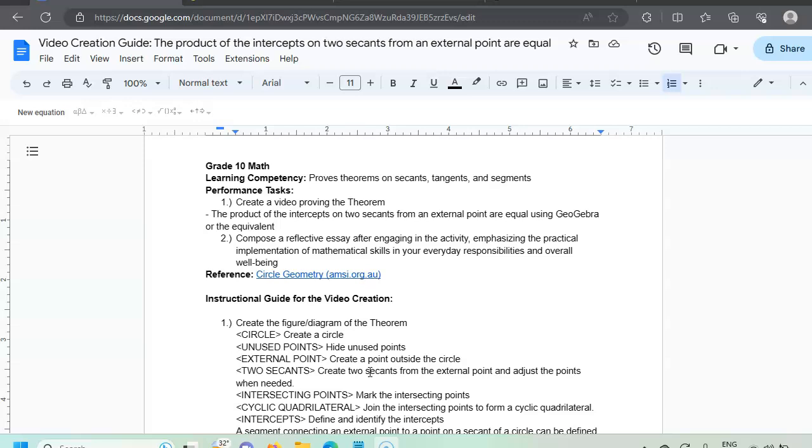We can create a video proving the theorem, the product of the intercepts on 2 secants from an external point are equal, and we're gonna use GeoGebra or anything equivalent to it. Let's start. So first, we are going to create a circle.